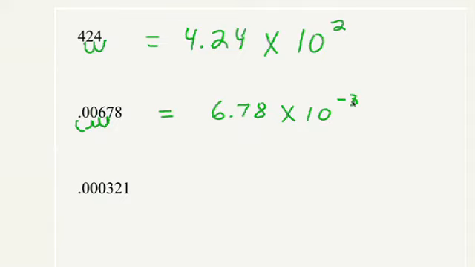Finally here, the number here between 1 and 10 is 3.21. So I ask myself, if the decimal point had been here, how many places would I have to move it to get it over to here? Well, that's 1, 2, 3, 4 places. So that tells me this is 3.21 times 10 to the minus 4.